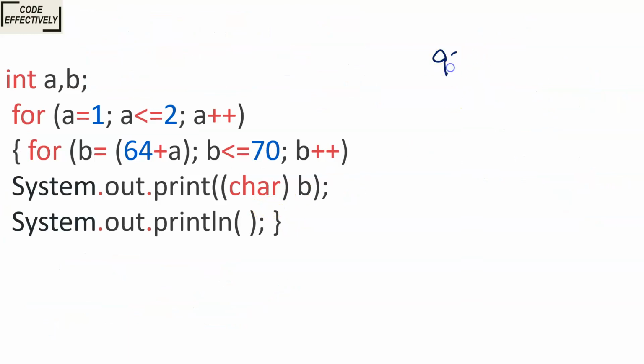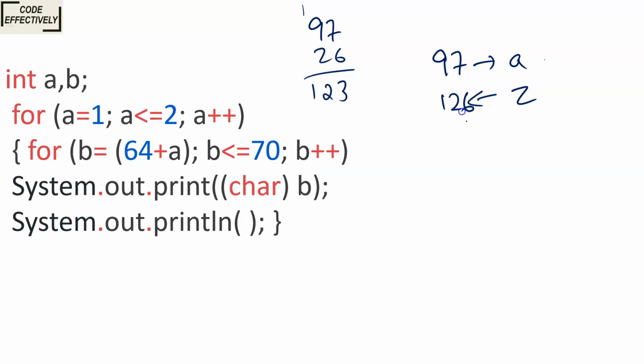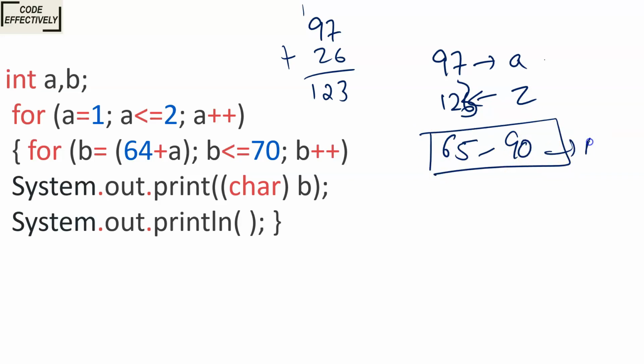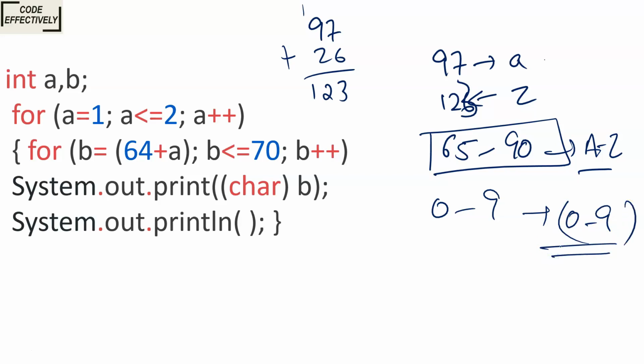So you must know that small a starts from 97, and you can go from a to z by adding 26 to this character. So 97 plus 26 gives you this. And for capital letters you have 65 to 90, for capital A to Z. So you must know these. And for digits 0 to 9, there is no such difference, and you can take that.